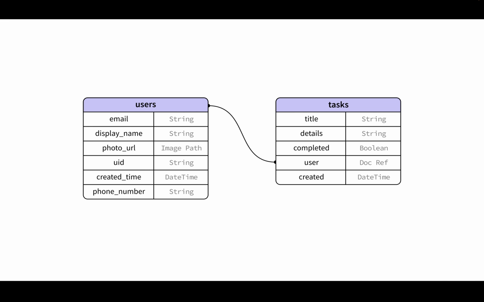All right, so here it is. We've got two collections, a users collection and a tasks collection, with all the fields and the data types that we're going to be setting up. And you can see these are connected through a document reference. All right, last step, let's set it up in FlutterFlow.